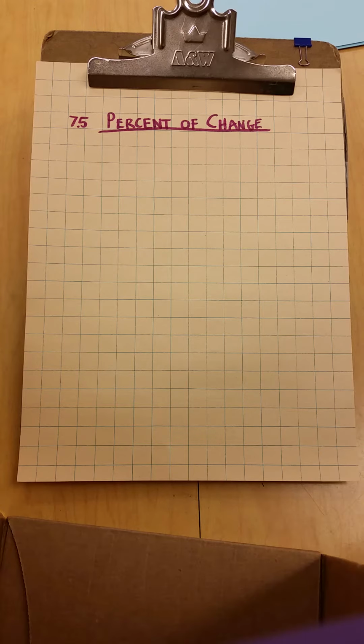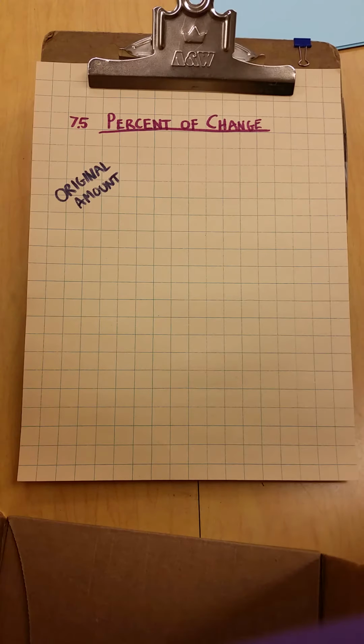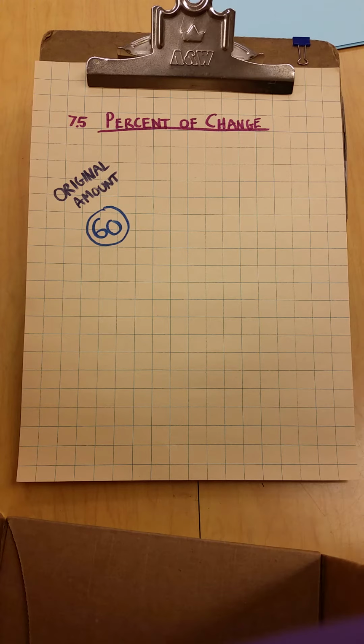Lesson 7.5 is about percent of change. We must always begin with some original amount. Let's start with 60. Before we discuss changing amounts, let's figure out what the percentages are of 60.